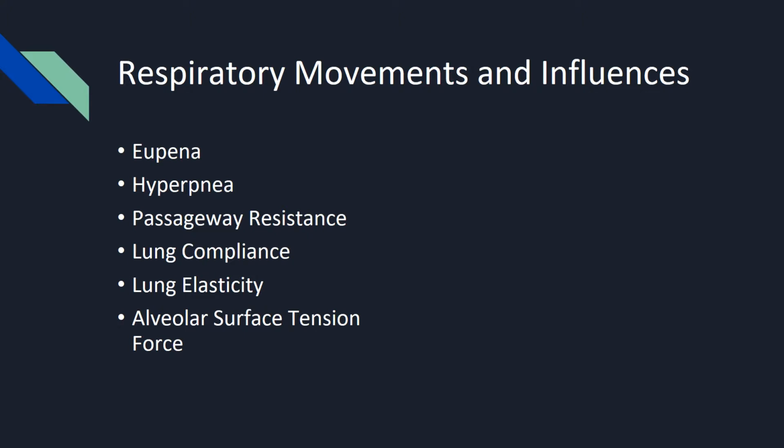Passageway resistance is determined by the size of the airway. Constriction and dilation of the smooth muscle of the bronchioles changes the lumen. The parasympathetic nervous system is stimulated by irritants. The sympathetic nervous system causes decreased resistance.